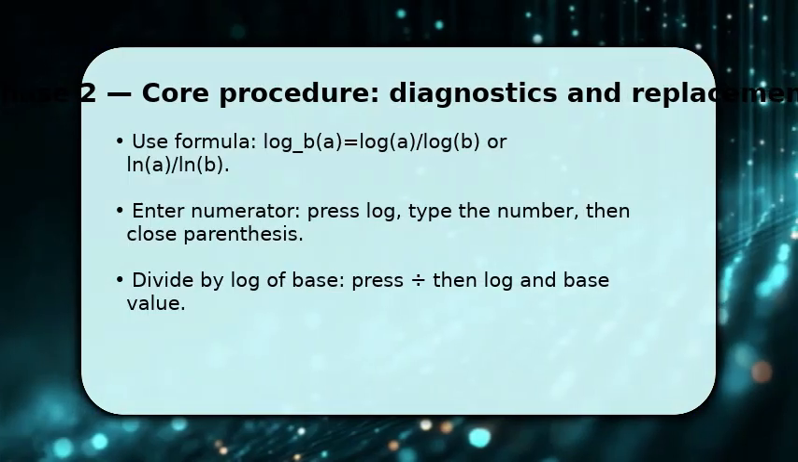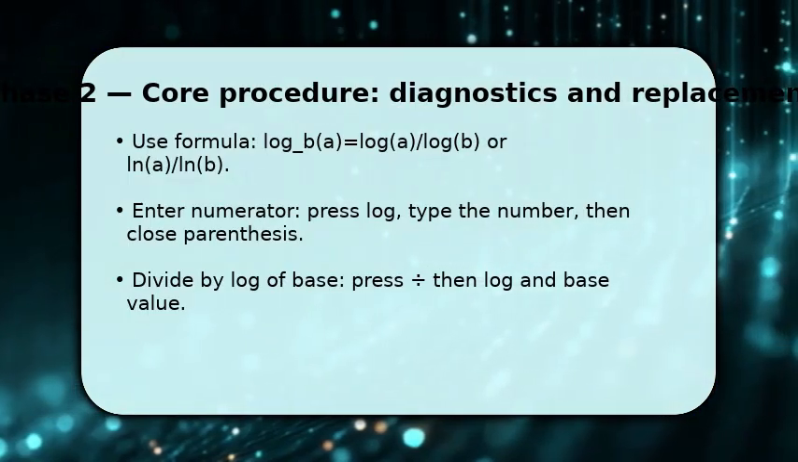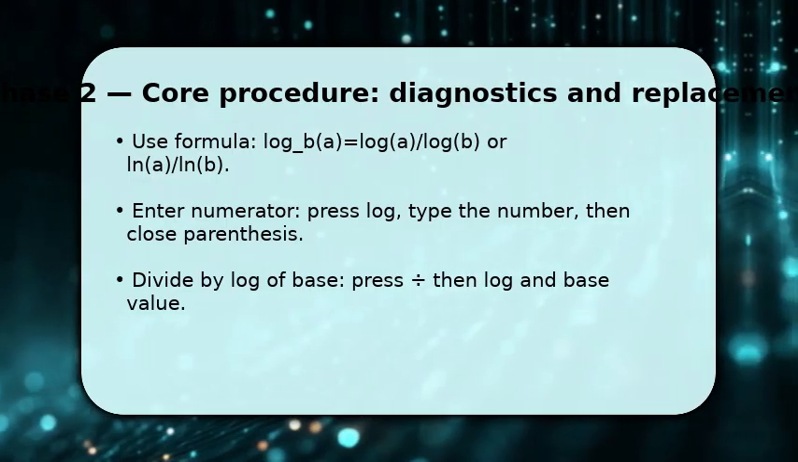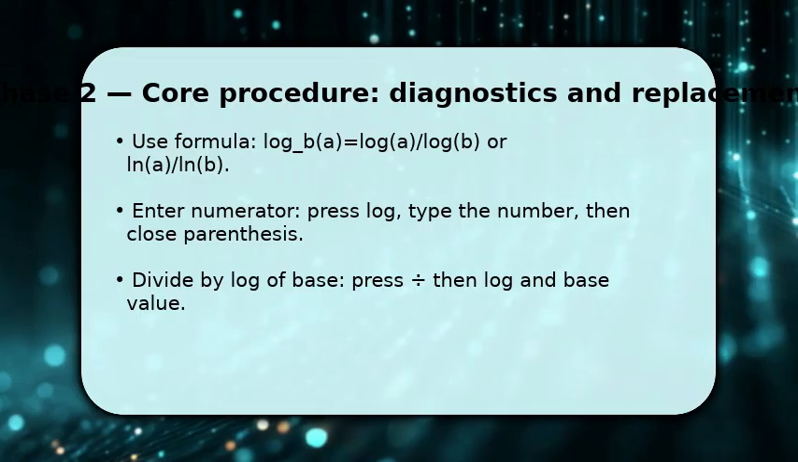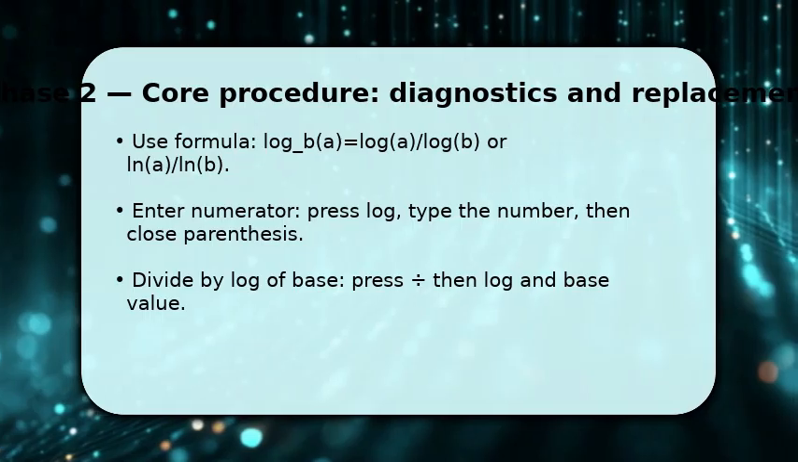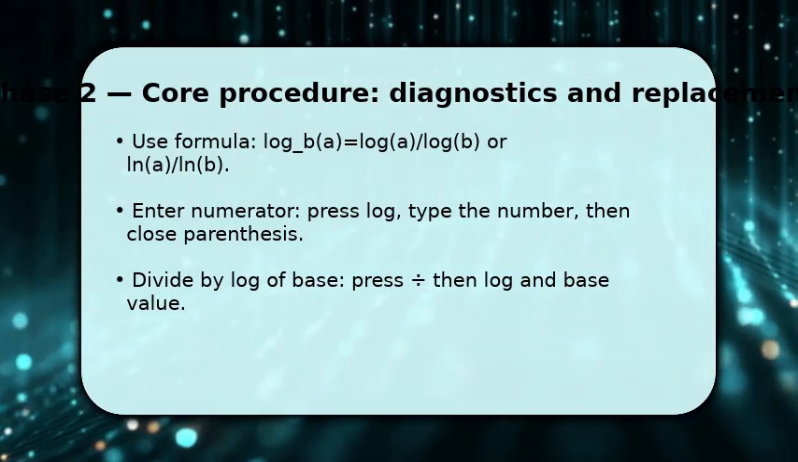You now perform the change of base explicitly. Type log your number, then divided by and log your base. For natural logs, use ln instead. Once you enter the second log, close any open parentheses. Make sure to use the same log type for numerator and denominator. Do not mix log with ln. Then press equals to compute.